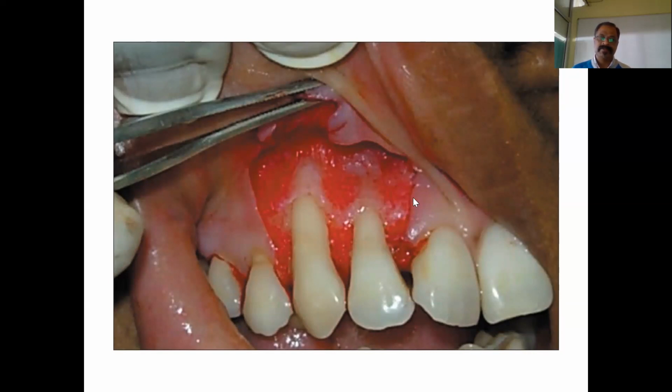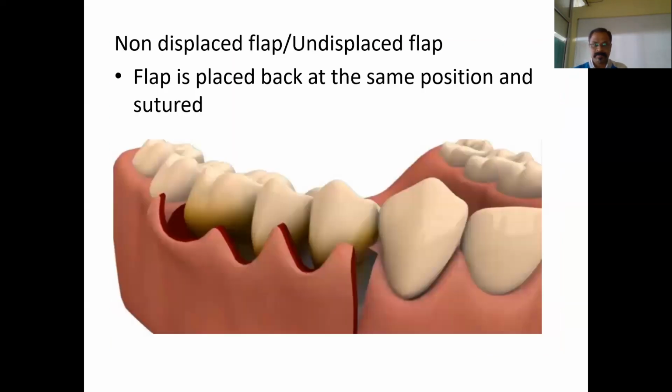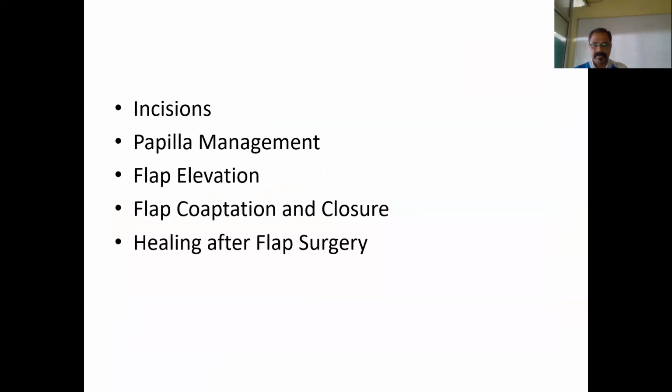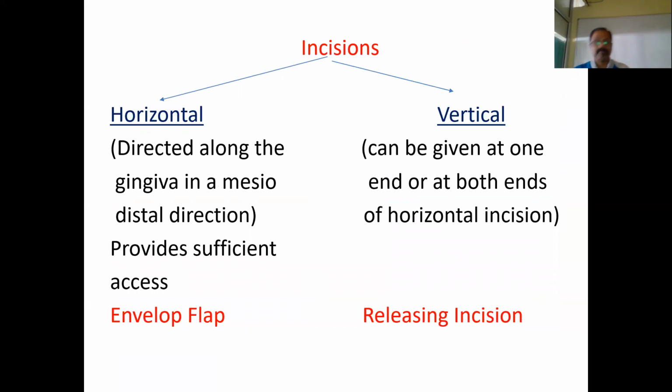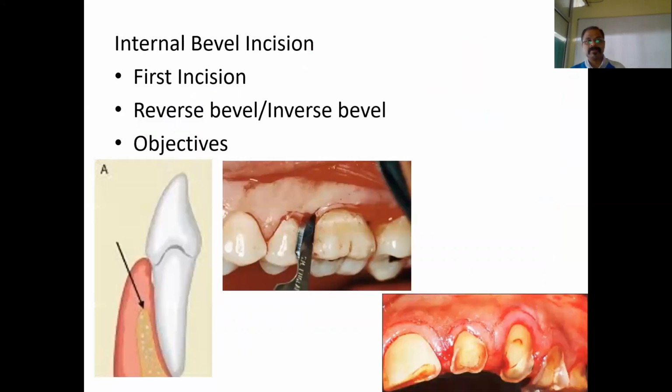So these are vertical incisions, right? And these are at the end of this horizontal incision. The horizontal incision is extended from here to here, so at the end, basically, we give vertical incisions. So these are called releasing incisions. Okay, so let us see what the horizontal incisions are.